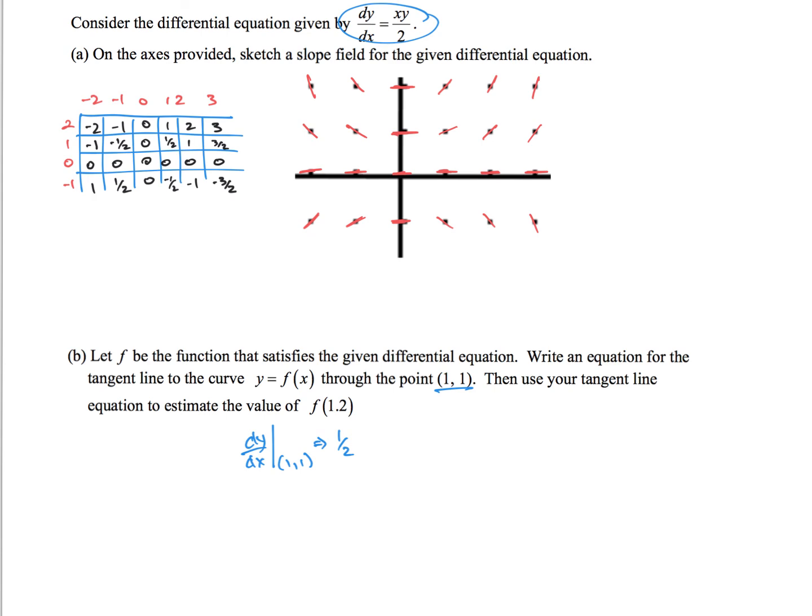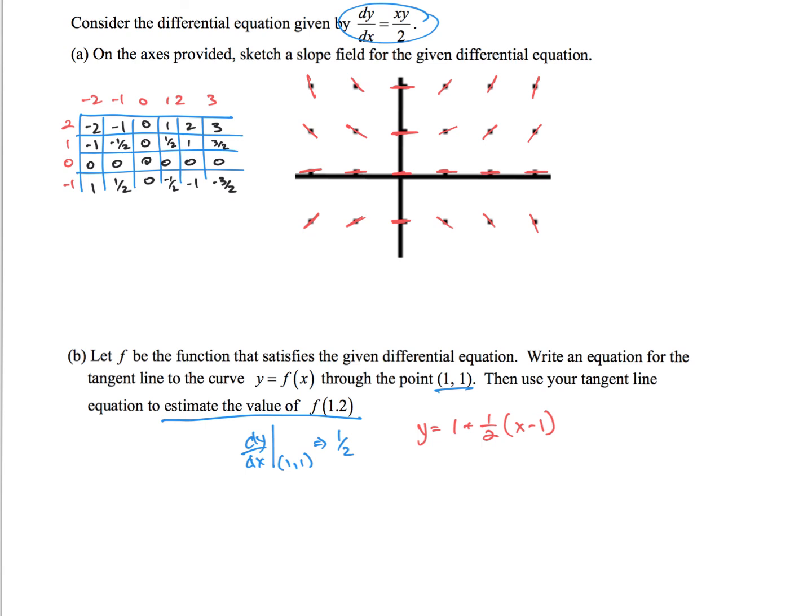All right, so I have a point, I have a slope. Now let's write an equation of my tangent line. So y is equal to 1 plus 1/2 times x minus 1. All right, hopefully we can build that pretty well. And then what is it asking me to do? Use that to estimate the value of that.